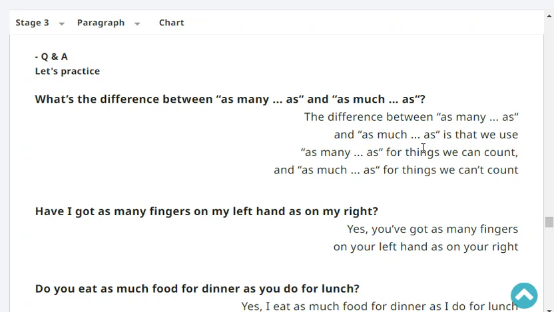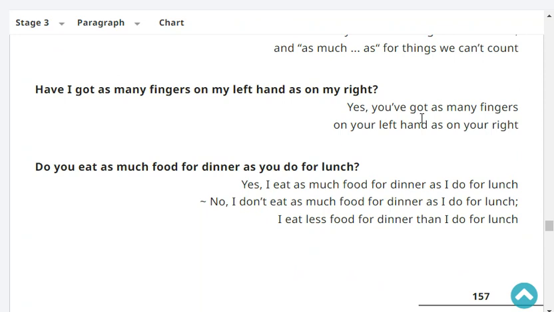What's the difference between as many as and as much as? The difference between as many as and as much as is that we use as many as for things we can count and as much as for things we can't count. Very good. Have I got as many fingers on my left hand as on my right? Yes, you've got as many fingers on your left hand as on your right. Very good.